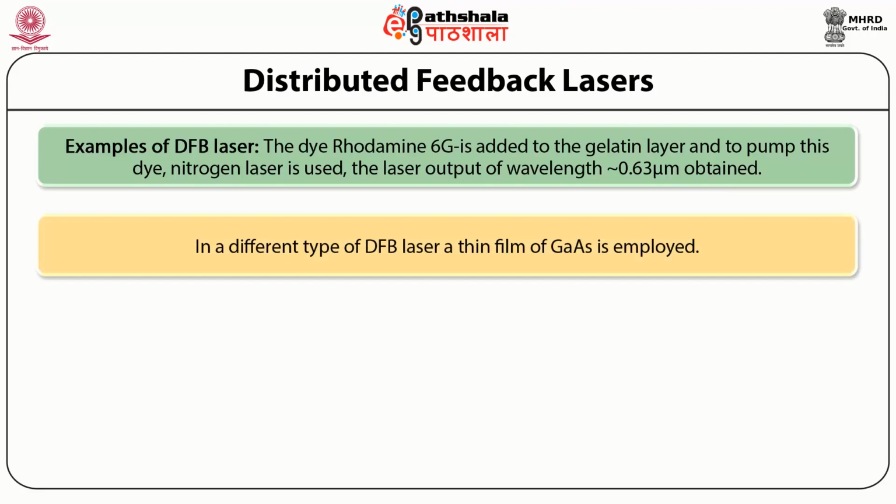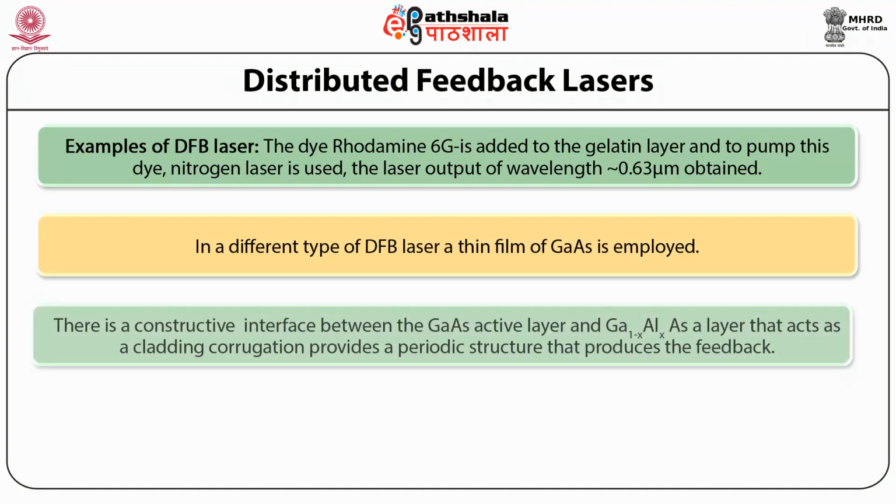In a different type of DFB laser, a thin film of gallium arsenide is employed. There is a heterojunction between the gallium arsenide active layer and gallium aluminum arsenide, a layer that acts as a cladding. Corrugation provides a periodic structure that produces the feedback.